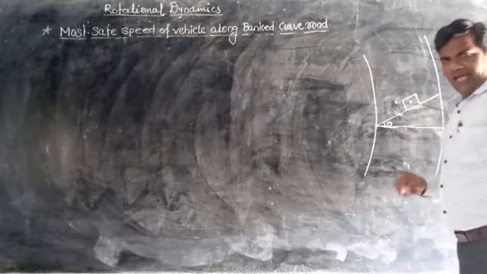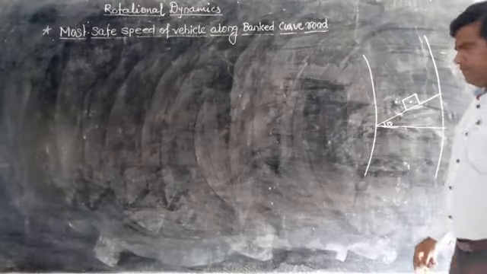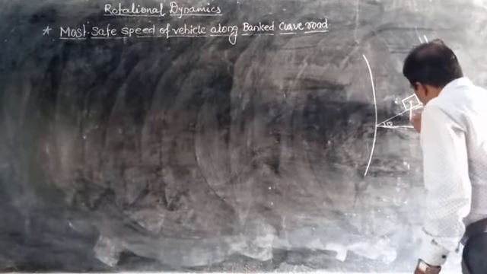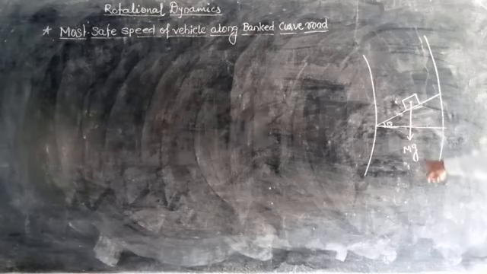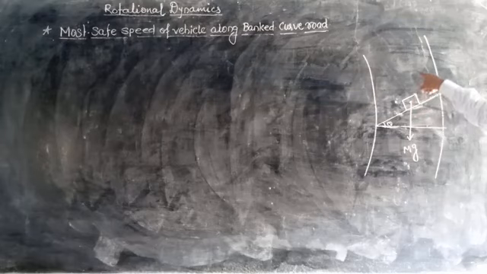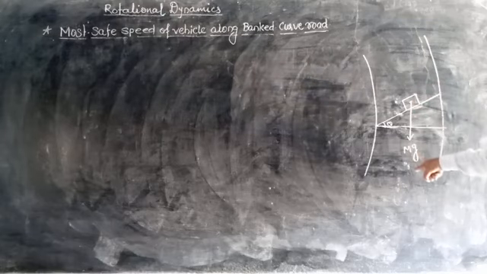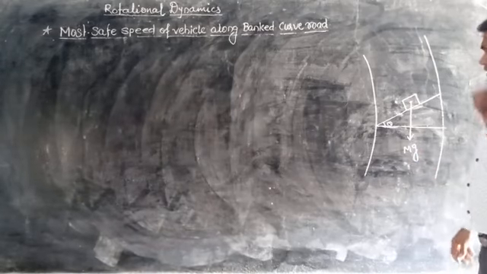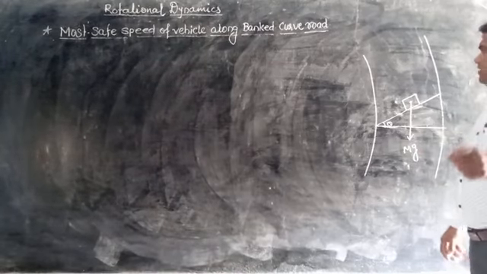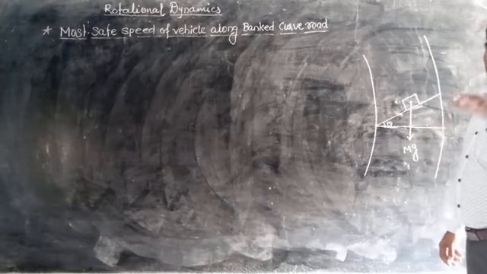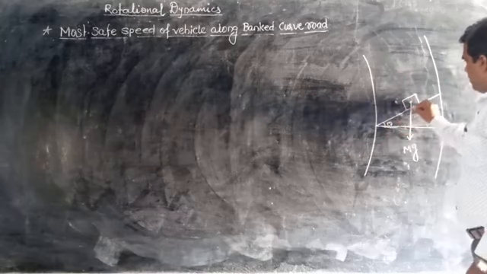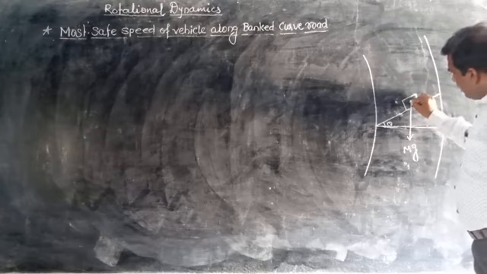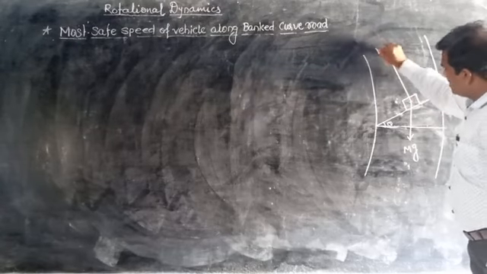Now the forces acting on this vehicle are: number 1, weight of the vehicle which is acting vertically downward direction, means mg. This mg is the weight of vehicle which is always acting vertically downward direction, that is towards the center of gravity. Second is normal reaction. This normal reaction is perpendicular to the actual surface of curved road. This is actual surface of curved road, and normal reaction is perpendicular to this actual surface. This is a normal reaction.